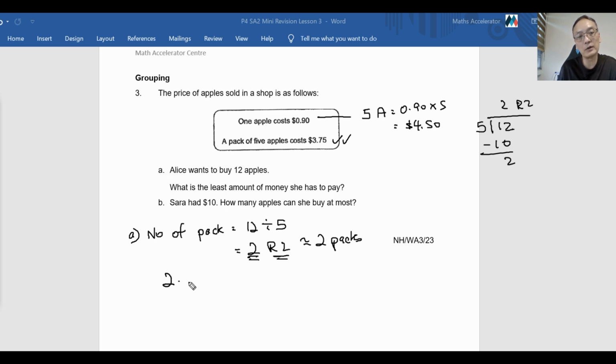So we calculate the cost of 2 packs. These 2 packs will be $3.75 times 2. So 375 times 2. 5 times 2 is 10, carry 1. 7 times 2, 14, 14 plus 1, 15, 15 carry 1. 3 times 2, 6, 6 plus 1, 7. So we arrive at $7.50.